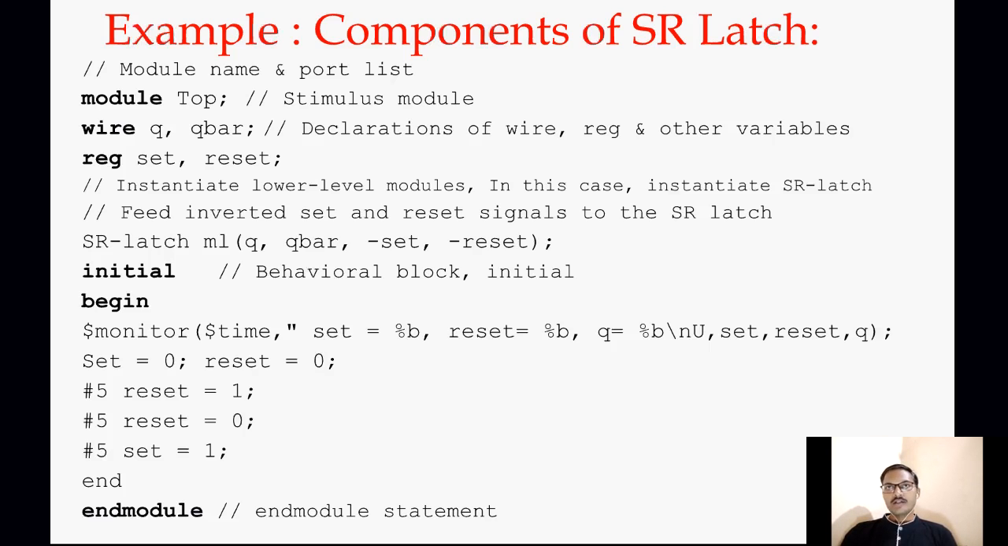Module top semicolon. Here module is the keyword, then top is the module name, then wire q comma q bar semicolon. So we have defined the outputs as wire. The meaning is that the q and q bar values will not be stored for all the simulation time. It only shows the value for the current simulation time.